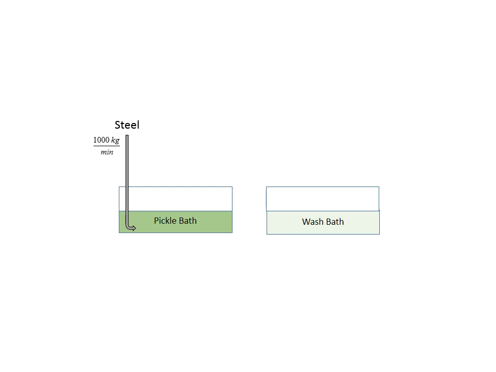Steel, for instance, is rolled into the pickle bath where it gets treated with the acid chemical present there, after which it then goes through a wash bath where fresh water rinses it off and the steel is now passivated.